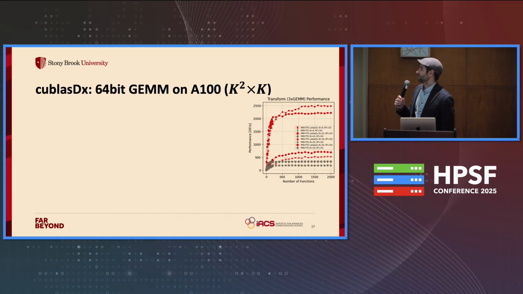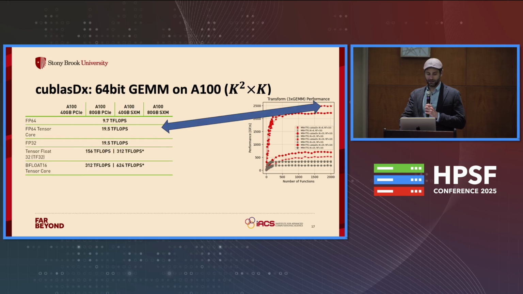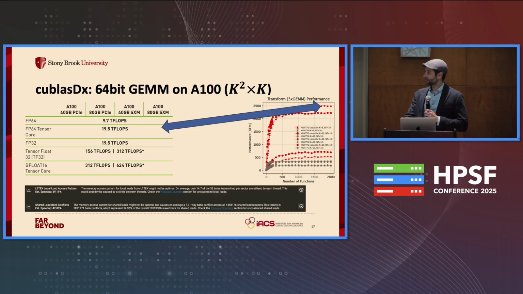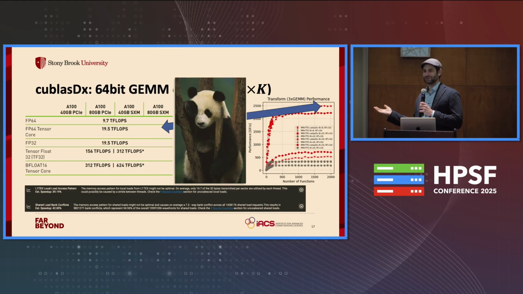The performance of the GEMMs, the gray line here, that's what I wrote manually, right? Three loops gives me about 350 gigaflops per second. With cuBLASDx, I get about 2.5 teraflops. That's really nice. But then you look at the specs, and it says, well, you should get 20. Then we look at Nsight Compute, and it says you're doing a lot of shared memory bank conflicts. And that's a very sad panda. Why do I do this, right? Why do I use cuBLASDx? And it doesn't work. It doesn't give me peak performance. I don't know. We'll see.